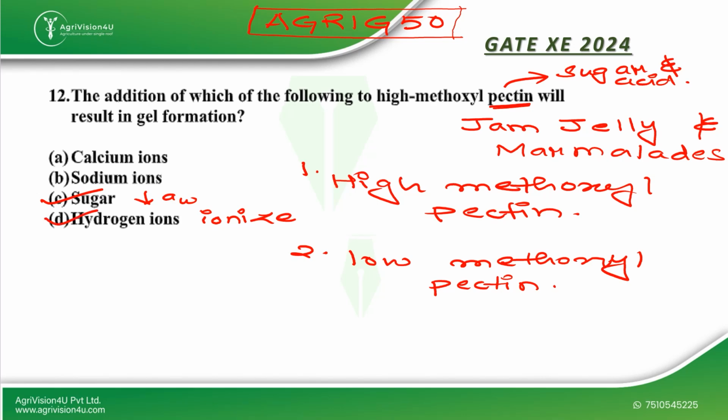Why? Because sugar reduces the water activity so pectin molecules interact, and hydrogen ions provide the acidic environment. So this helps to ionize the pectin molecules and facilitates the gel formation. So over here, my correct option will be option number C and D.